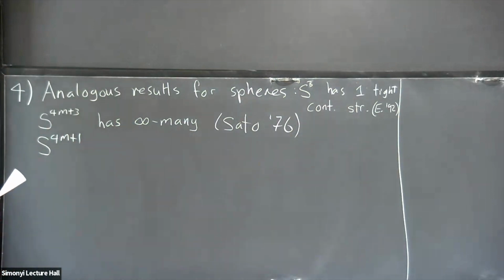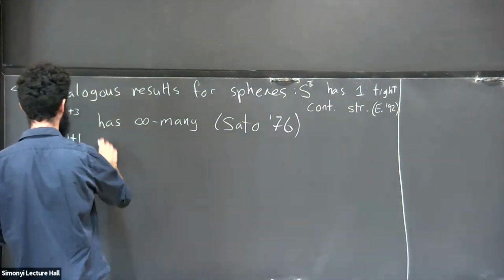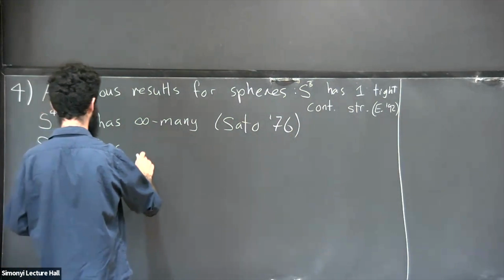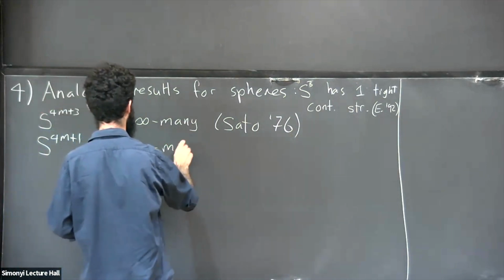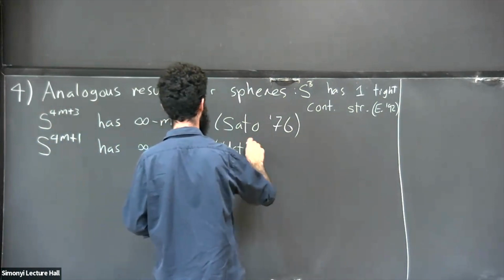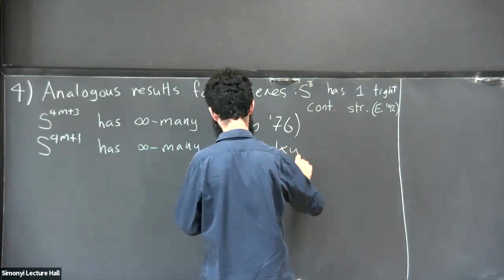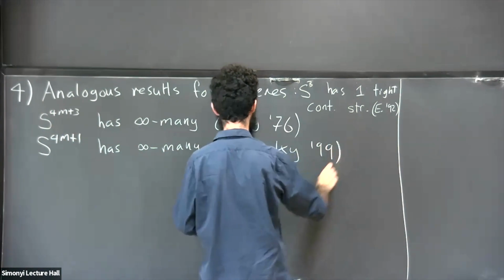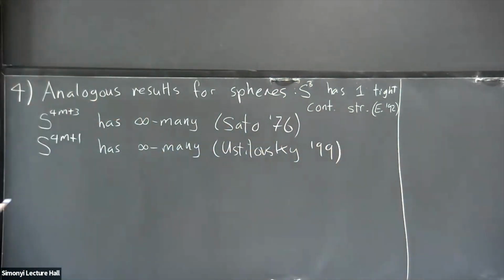In 114, it's a later theorem of... also has infinitely many. This is a theorem of Stolovsky from 99, and what I'm going to describe is closely related to what Stolovsky did, so I'll be returning to that.